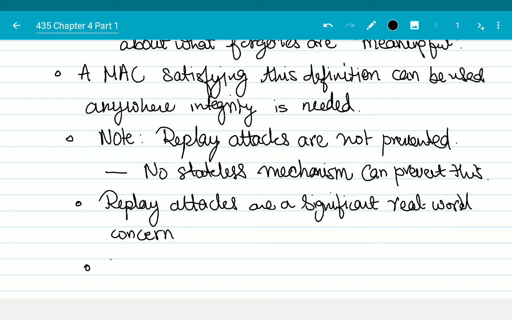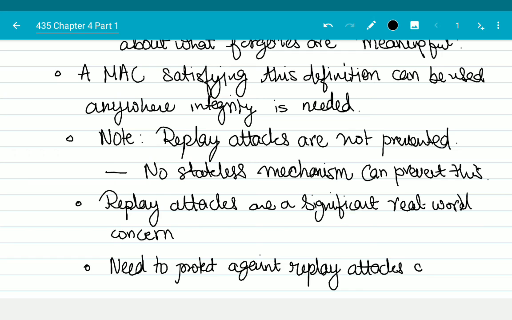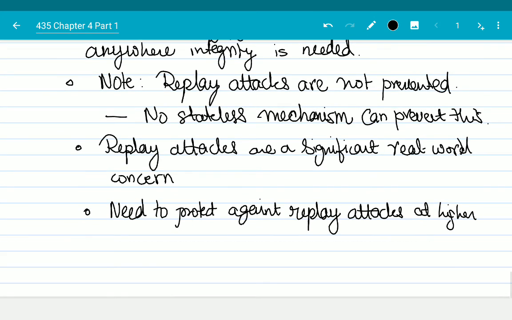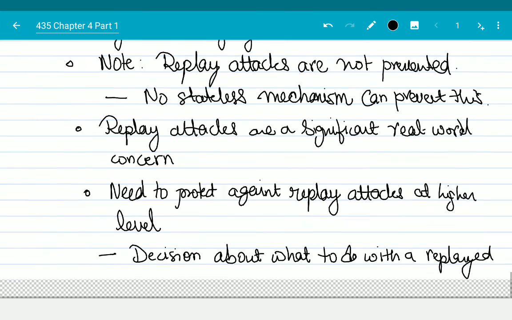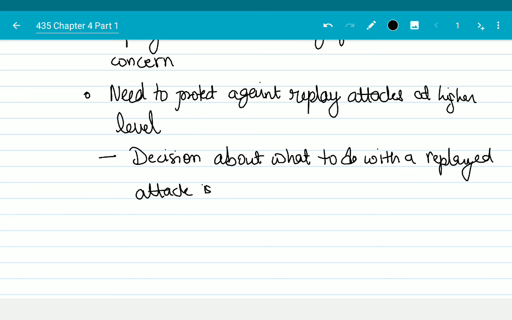Maybe not in the course. Let's see. So we need to protect against replay attacks at a higher level. And what to do with such attacks depends on the application. The decision about what to do with a replayed message is application dependent.